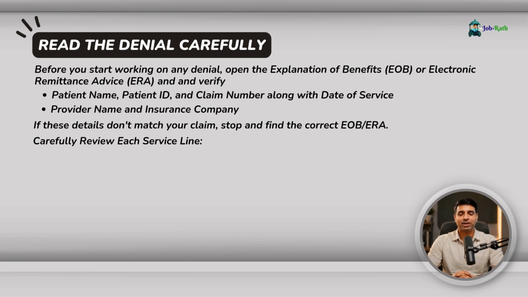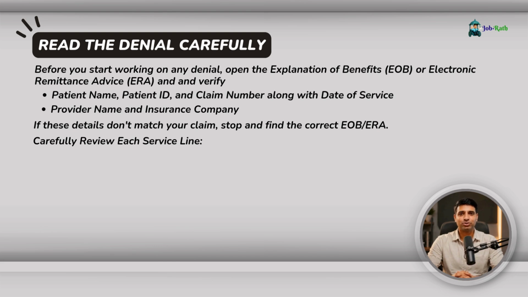Before you start working on any denial, open the explanation of benefits (EOB) or electronic remittance advice (ERA). First, verify that you're looking at the correct claim by checking patient name, patient ID, claim number, date of service (DOS), provider name, insurance company. If these details don't match your claim, stop right there and find the correct EOB before moving forward.